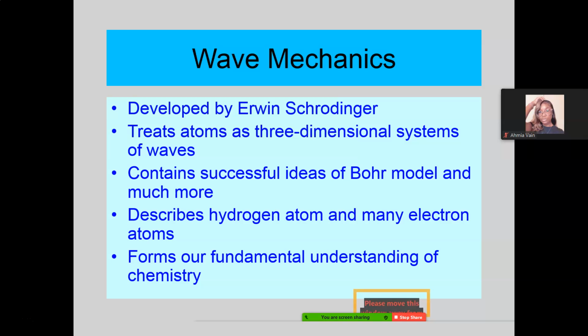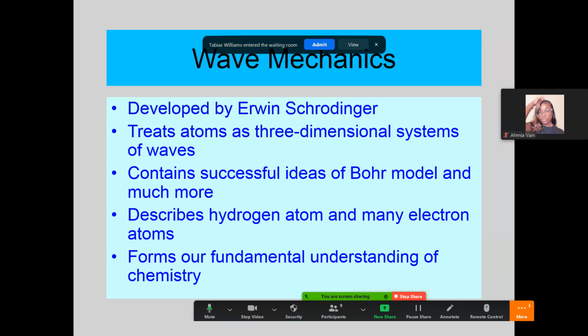Once that was developed, then along came Erwin Schrödinger. Now, he has come up with one of the most complicated equations I've ever seen in my life. The book doesn't even give it. Thank you very much. And that's on page 316 or 216.